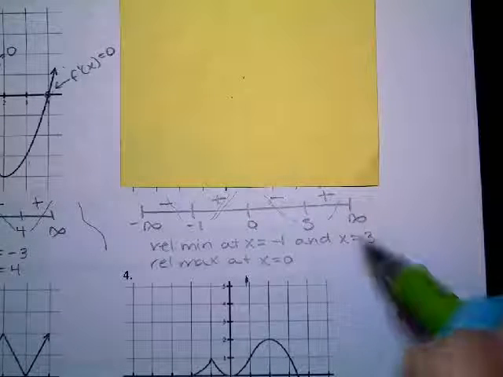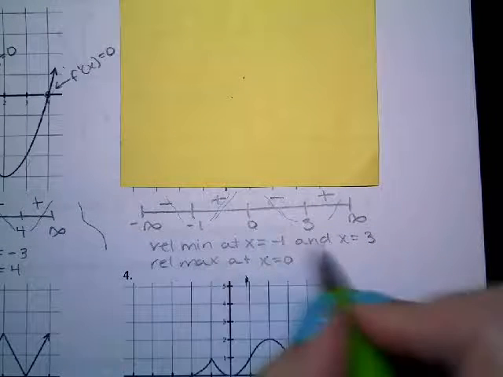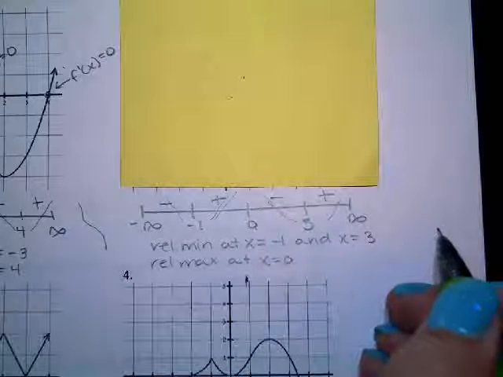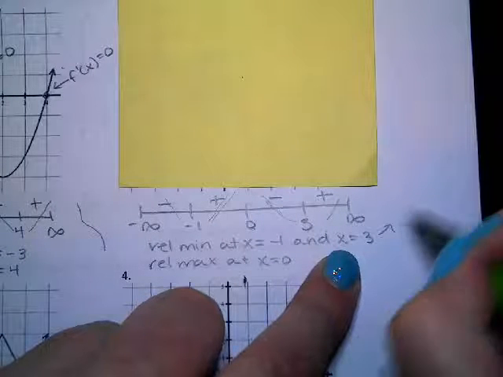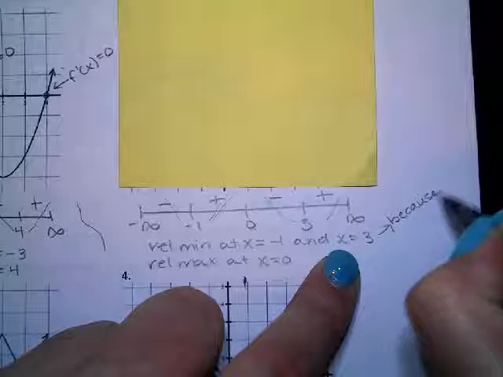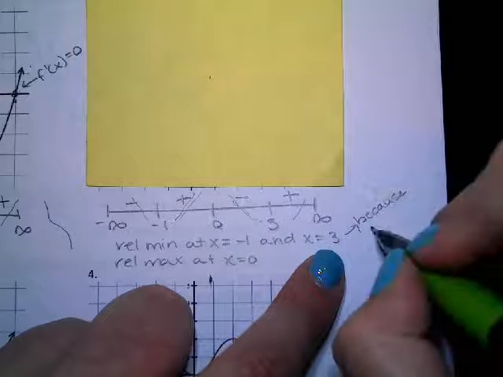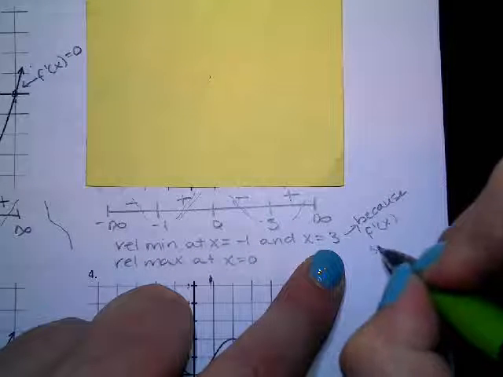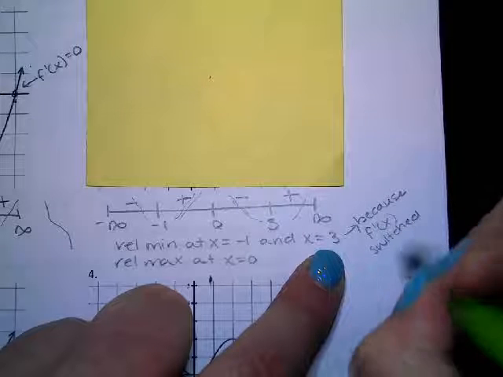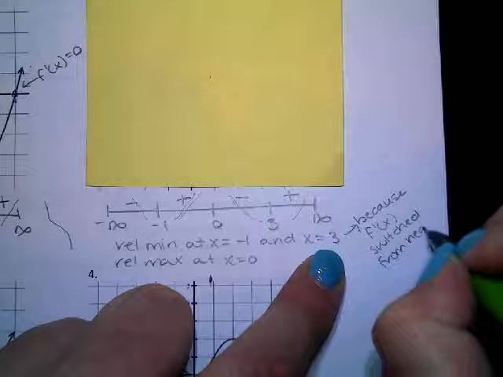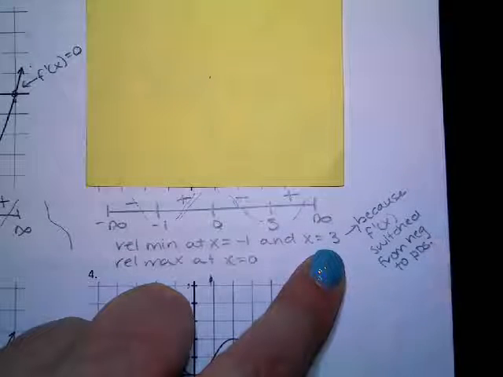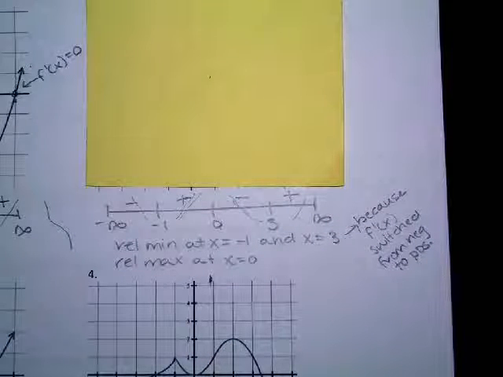Our reasoning here, when we say there's a relative min at x equals negative 1 and x equals 3, is we say because f prime of x switched from negative to positive. See how I said f prime of x, not the sign chart? Or you can say f prime of x went from less than 0 to greater than 0.